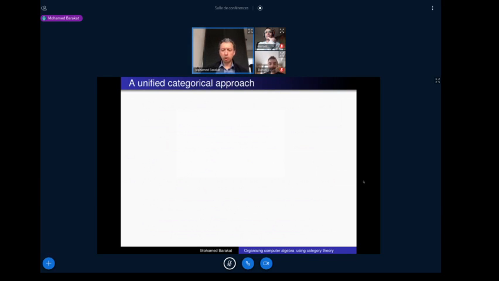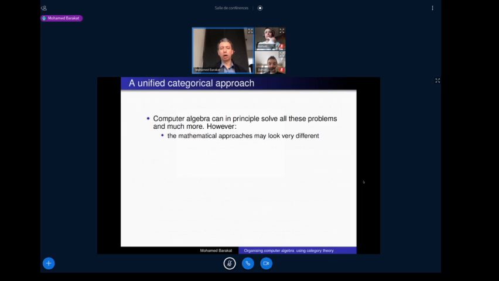So this is how we think about computer algebra through a unified categorical approach. So computer algebra can, in principle, solve all these problems and much more. However, the classical approach leads to mathematical approaches which may look very different. And the resulting code might be humongous and or unintelligible. So you can look at the code and you don't really understand much.